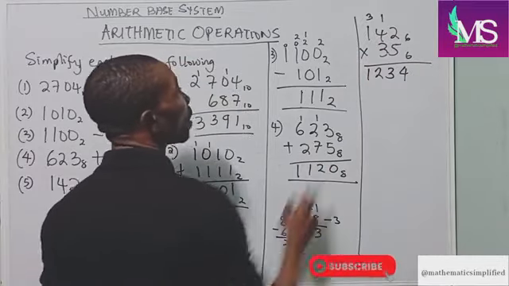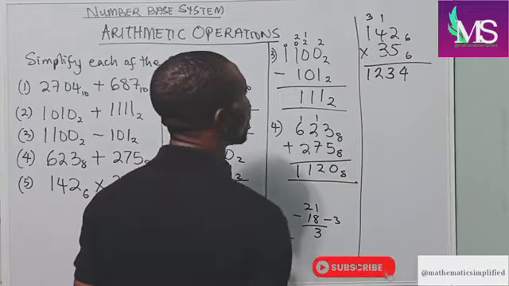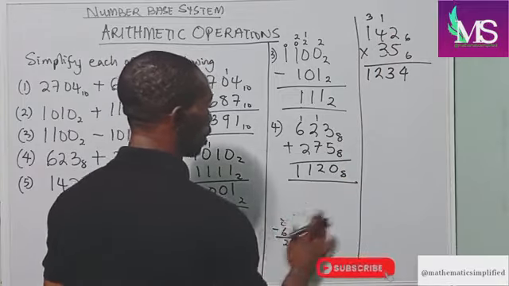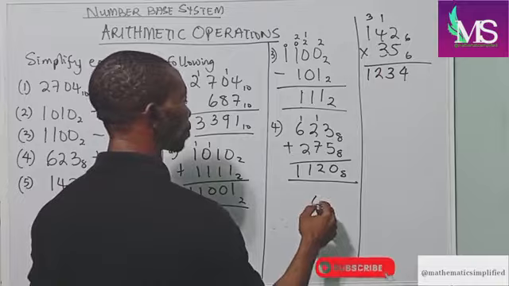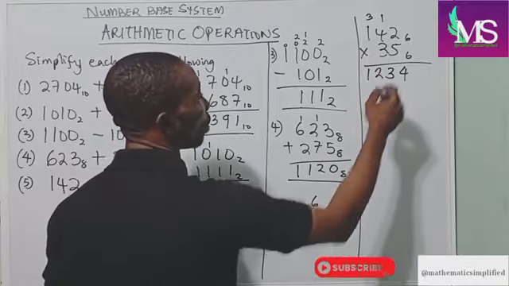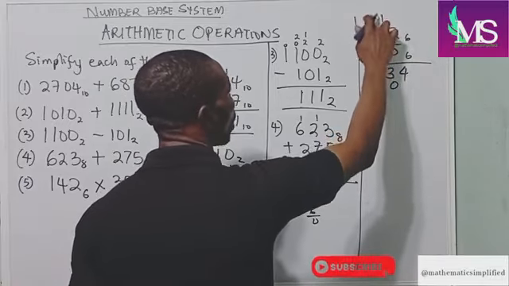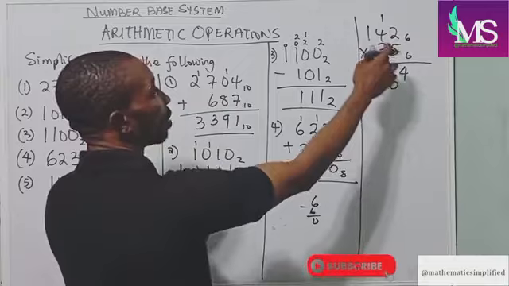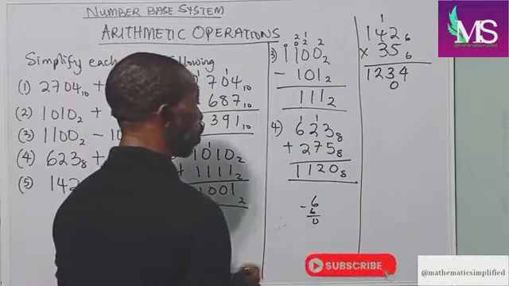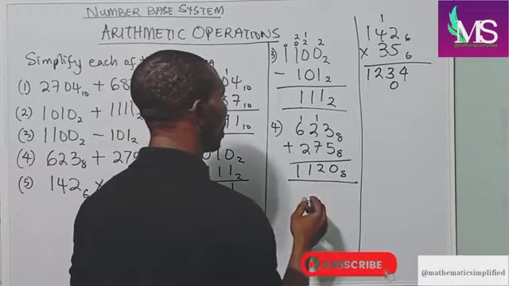Now to 3. 3 times 2 is 6. 6 minus 6 will give us 0. So this is 0. We write 0, carry 1. Okay? 3 times 4 is 12 plus 1, 13.